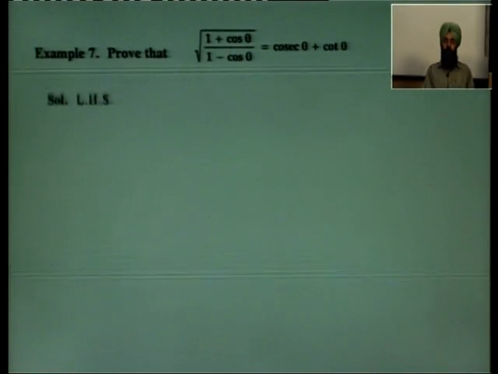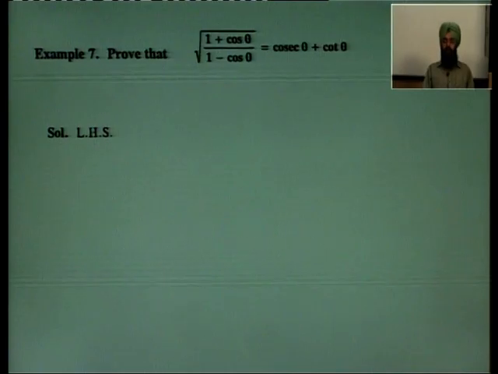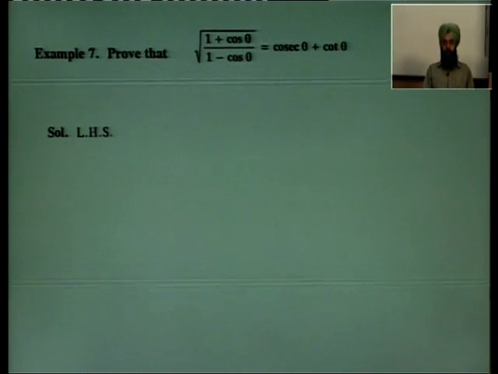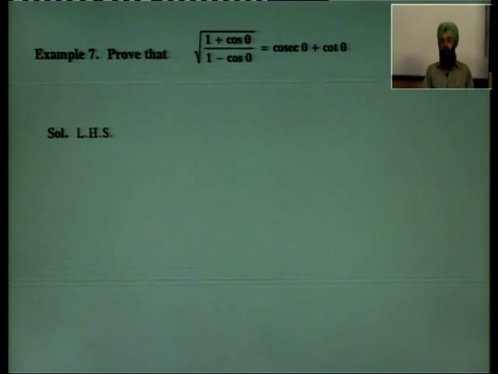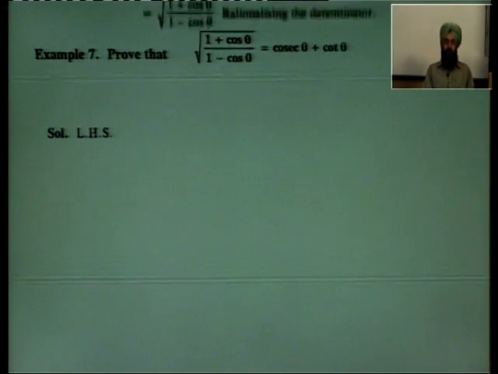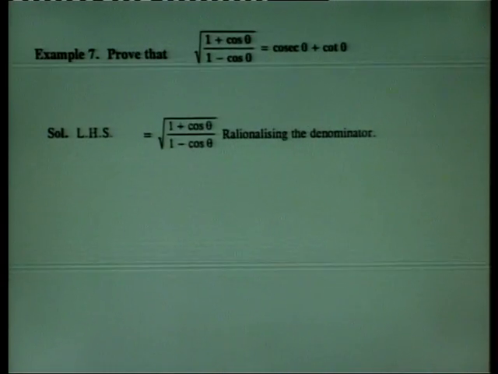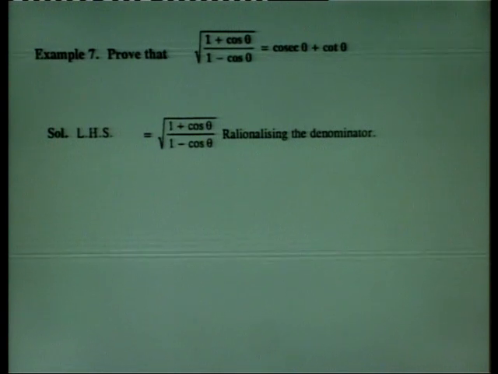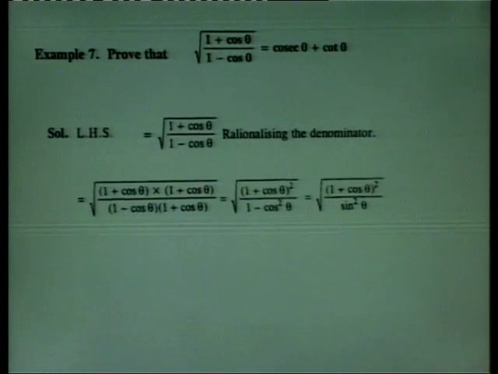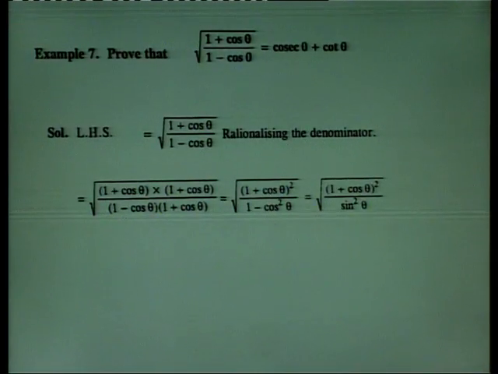In the next example, we have to prove that under root 1 plus cos theta over 1 minus cos theta is equal to cosecant theta plus cot theta. So, we can take the left hand side and we can rationalize the denominator, that is, we can multiply numerator and denominator by 1 plus cos theta.